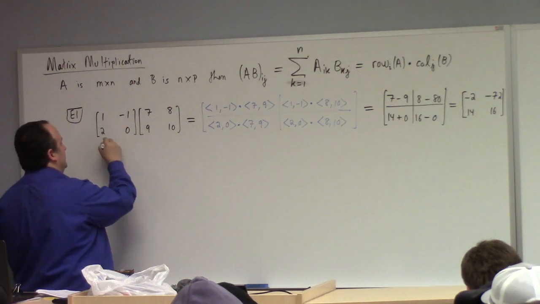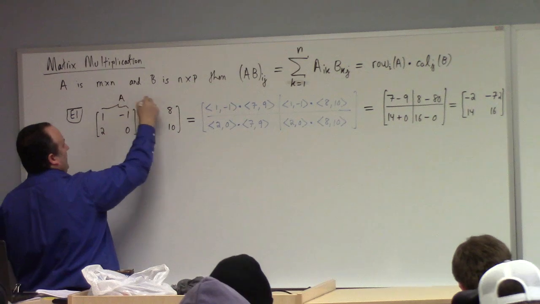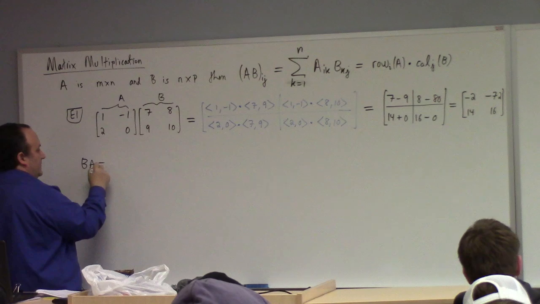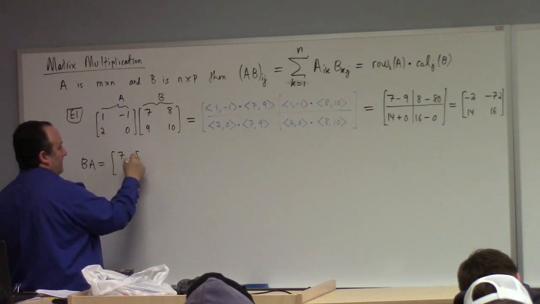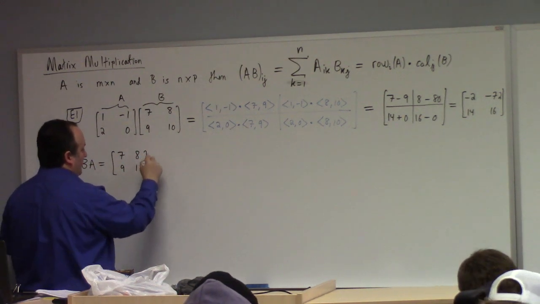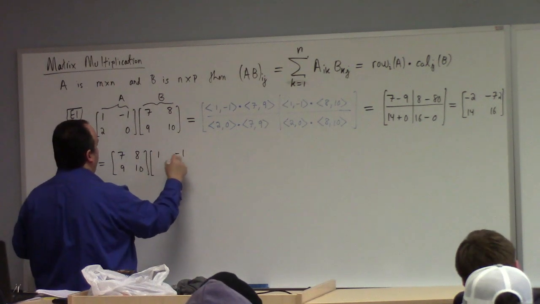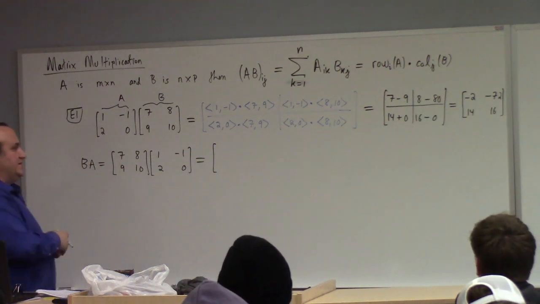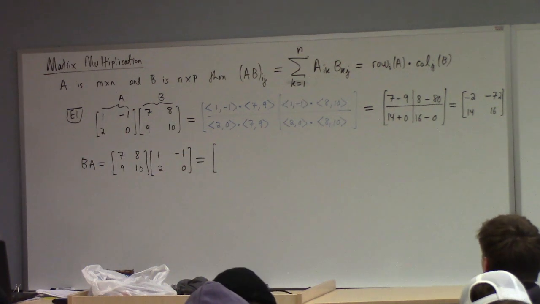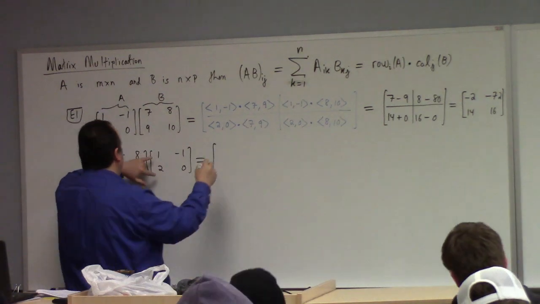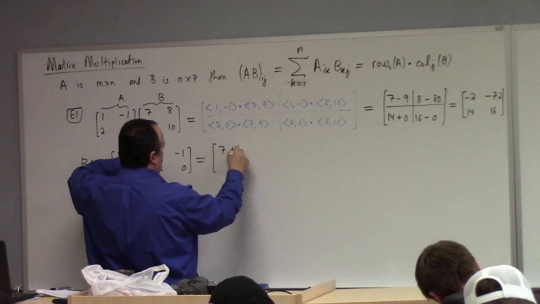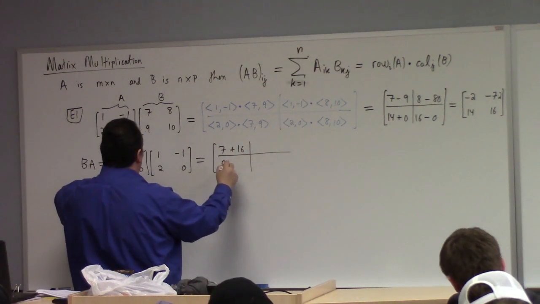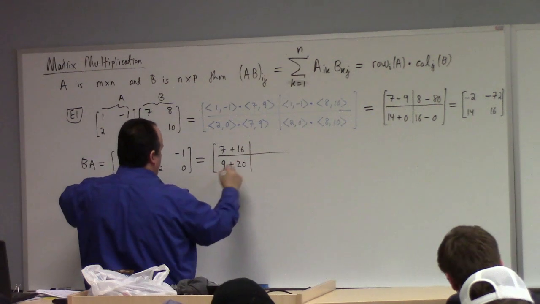So if this is A and this is B, we can also calculate BA. What do we get there? This time I won't write out all these steps. I'm just going to instead do it. So I have (7, 8) dot with (1, 2). That gives me 7 plus 16. Then I get 9 plus 2 times 10, which is 20.